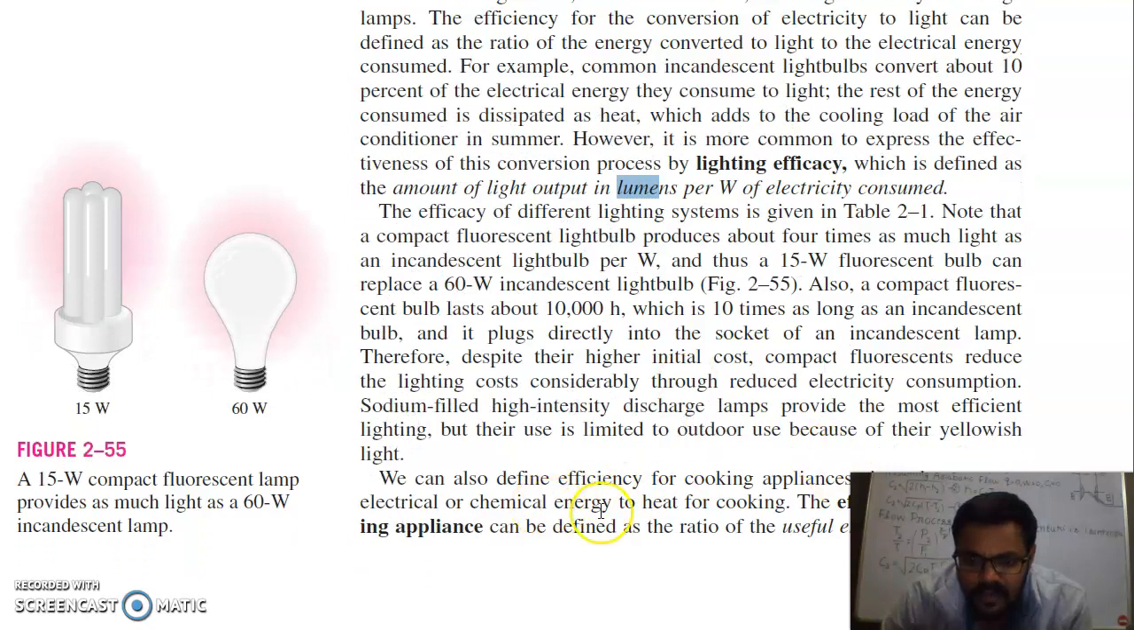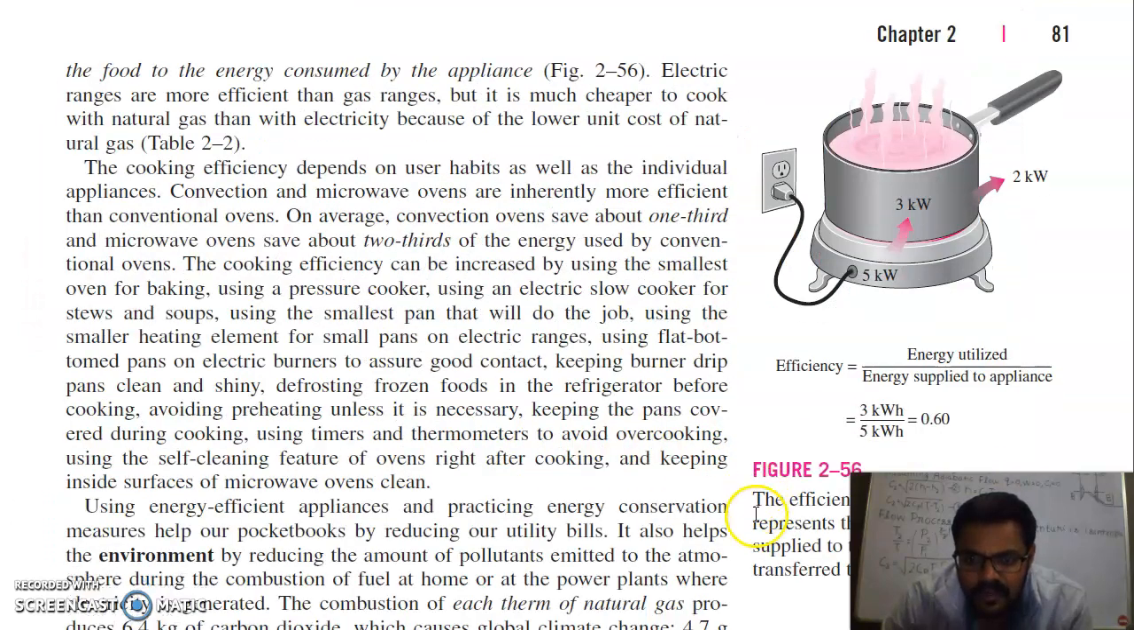The efficiency of a cooking appliance is different. We can check here. Suppose this is a cooking appliance. We supply 5 kilowatt of energy. 3 kilowatt is transferred to the food and 2 kilowatt is wasted to the environment. So for a cooking appliance, efficiency is the energy utilized for cooking, or transferred to the food, divided by the energy supplied to the appliance. So it is 0.6.